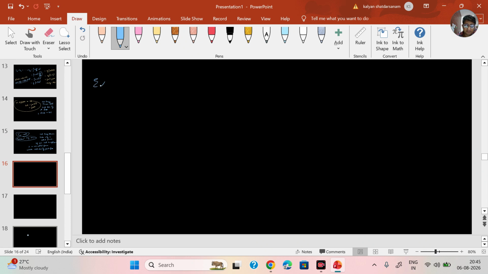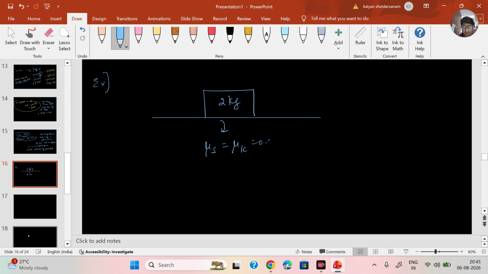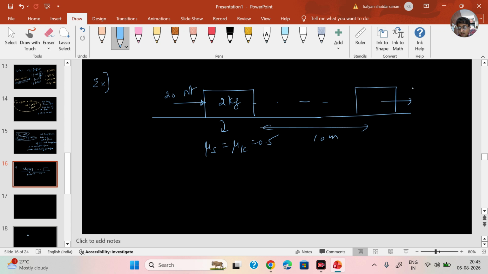Now we have a series of examples. Our first example: suppose I have a 2 kg block. The coefficients of static and kinetic friction here are 0.5. I am applying a 20 Newton force on this, and this block ultimately moves by 10 meters. By the time it comes here, what is the speed of this block? This is what I have to find.